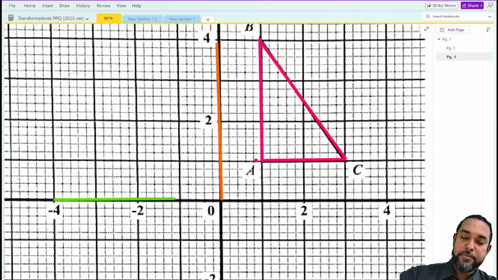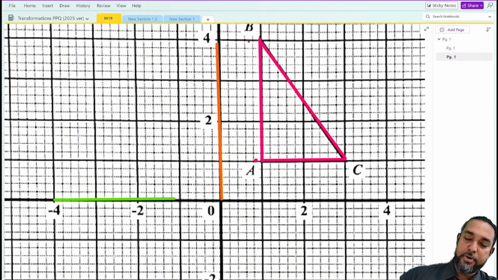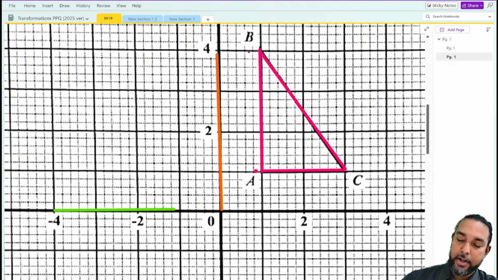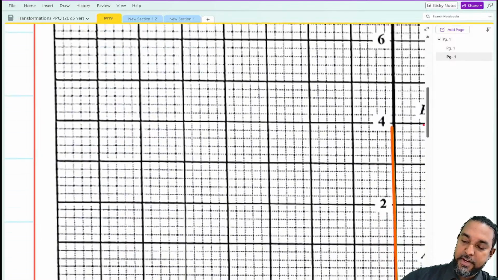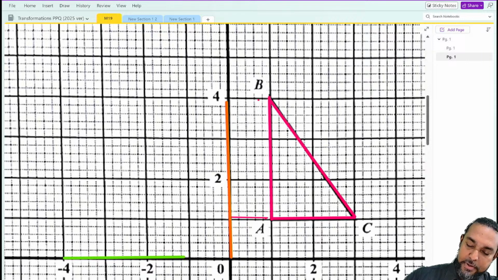Right. So when we are reflecting, what do we do? We have to know where the mirror line is. So the mirror line is the orange line here. So we have to see how far away each of the vertices, each of the points, is from the mirror line via perpendicular travel. So long story short, from A to the mirror line, I have to travel 1 unit to the left, perpendicularly. So the reflected point will be 1 unit on the opposite side of the mirror line.